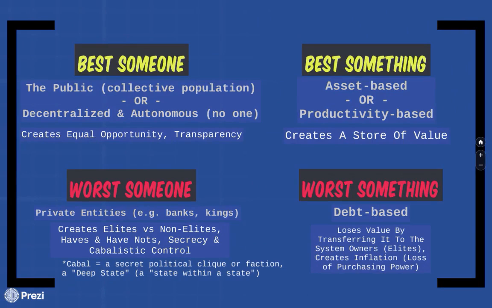Now, the best someone to have for a currency is the public, or rather the collective population, or a decentralized and autonomous system whereby no one really owns it, so no one can really control it. And this creates equal opportunity, equal access, and transparency. The worst someone to have is private entities, which means banks or kings. They control and own the system that everybody else must use. Now, the problem with this is that it creates an elite versus non-elite society. The haves and the have-nots, and that gap keeps getting bigger and bigger.